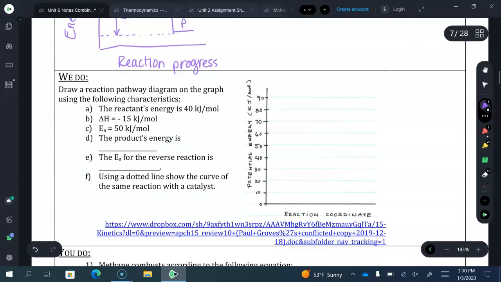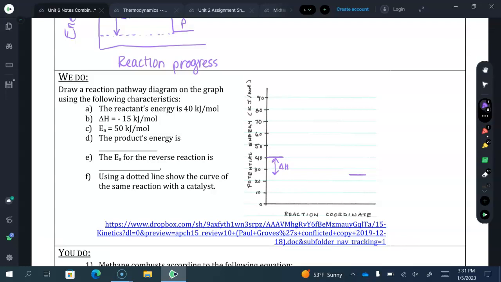So now we're going to draw, but with a little bit more defined labels. So our reactants energy is 40 kilojoules per mole. So we're going to start off at 40. The delta H is negative 15. So 40 minus 15 is 25. That tells me that my products have to be at 25. So that my delta H is negative 15. It goes down by 15 kilojoules per mole.